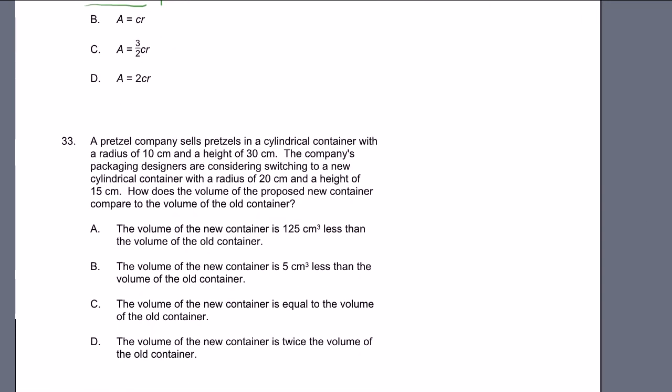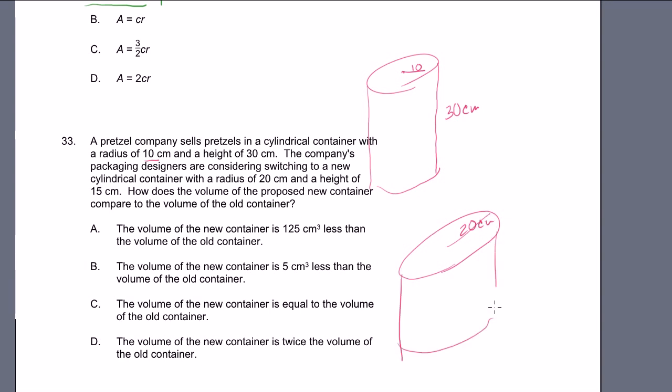Problem 33. A pretzel company sells pretzels in a cylindrical container with a radius of 10 centimeters and a height of 30. Let me draw it. So cylindrical container, radius is 10 centimeters, and then the height of our container is 30 centimeters, right? It's all centimeters. The company's packaging designers are considering switching to a new cylindrical container with a radius of 20, so it's a bigger radius of 20 centimeters, and a height of 15 centimeters.